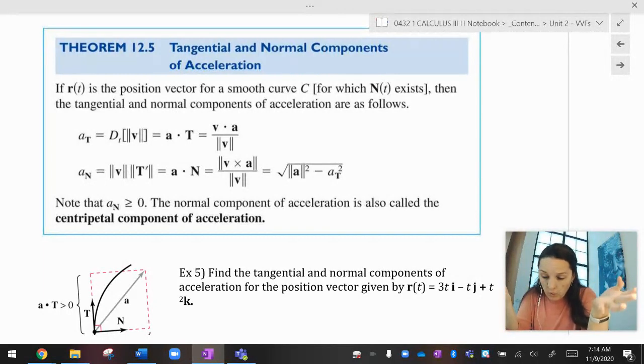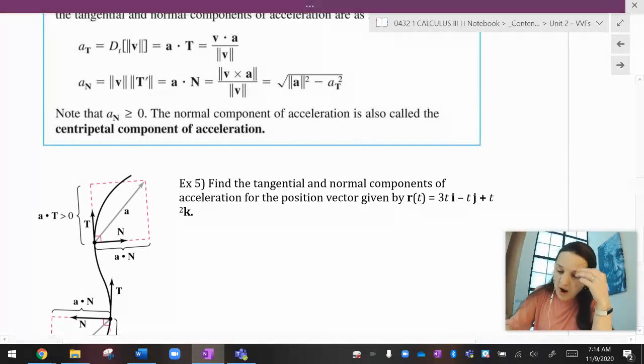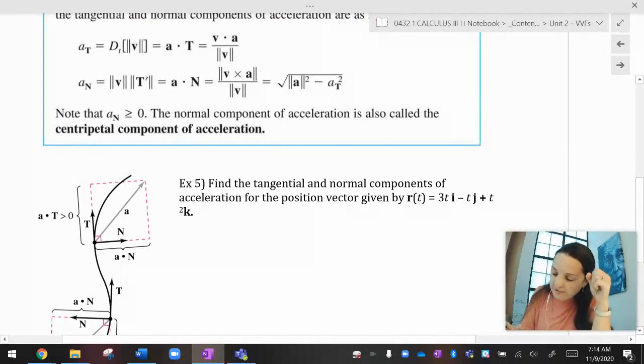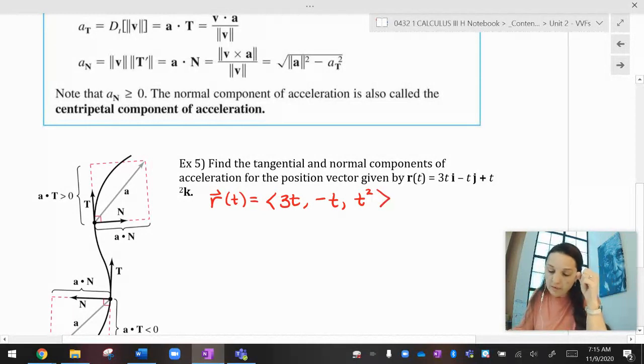Well, what I could do is just do it and see where it leads us, and that's what I'm going to do. So this says find the tangential and normal components of acceleration for the position vector given by r of t is that thing. Pardon me. And there's an awful break in line here, so I'm going to rewrite r of t in component form as 3t, negative t squared. And they want me to get a sub t and a sub n.